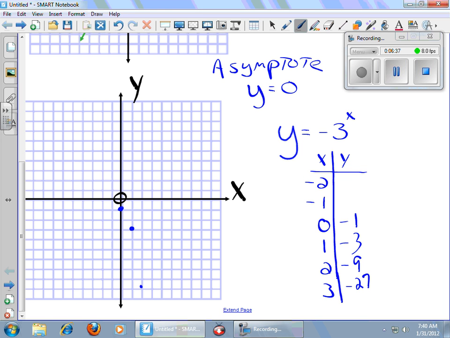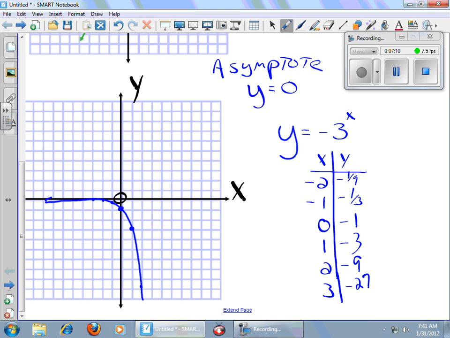Negative 1 is going to give me a 1/3, but then it's going to be a negative 1/3. And then I'm going to get a negative 1/9 here. They're going to get closer and closer and closer to the x-axis. They will never actually hit it, never. So the graph is going to do something like this.